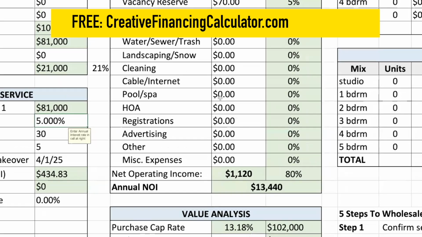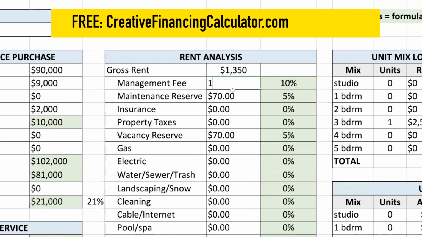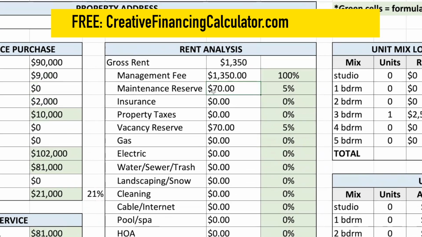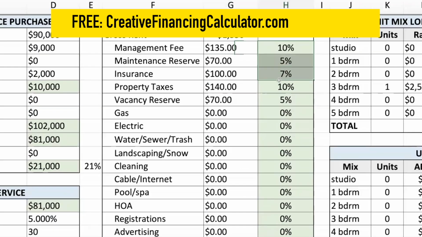Okay, so that's the debt service. Let's go back up here now. Johnny's property was renting at $1,350. So we comped it, we found rentals. We're like, okay, $1,350. Well, we want to factor in a management fee of 10%. I like to put in 5% in reserves and 5% in vacancy. So maintenance reserve and vacancy reserve. And then insurance is going to be like $100 a month. And then whatever the property tax, I forget what they were, like $140 a month or something like that. So this is the percentage of your rent. We have a management fee, we have a maintenance reserve, we have insurance and taxes and vacancy. Those are like your main things on a rental.